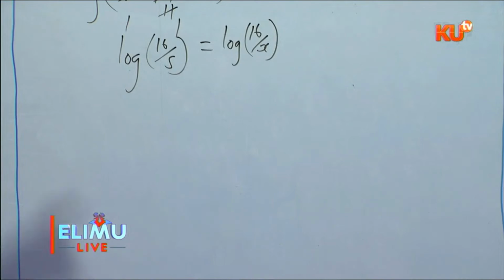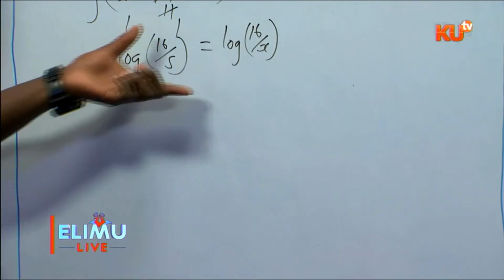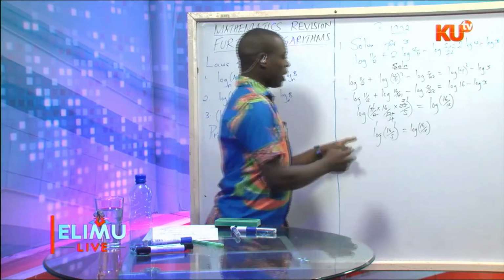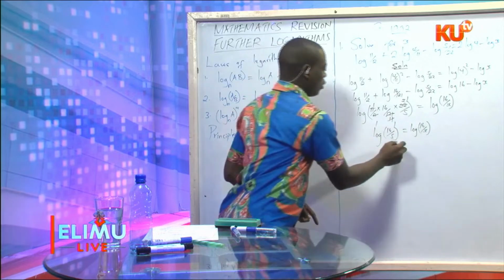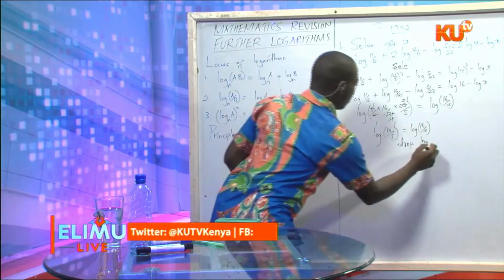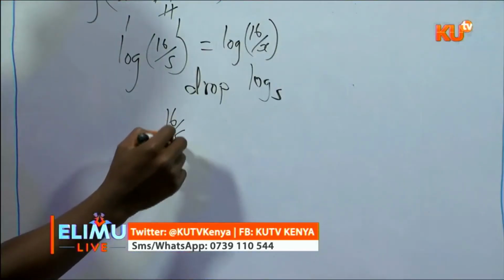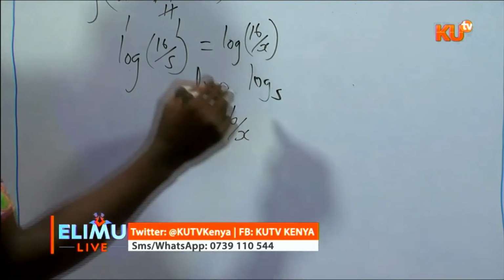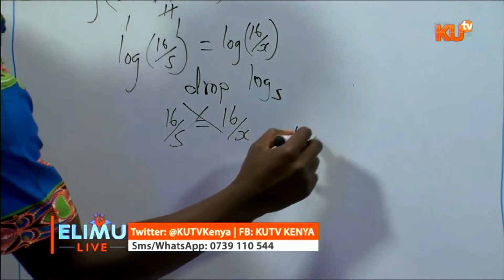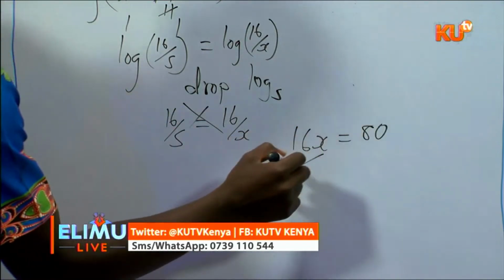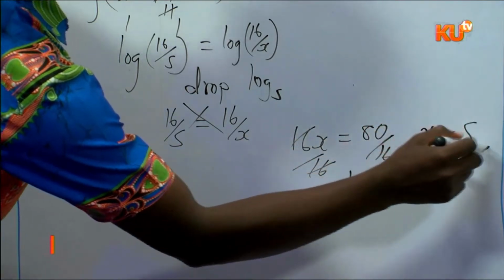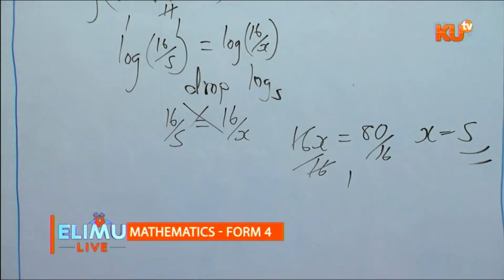The last stage here now, remember this is log to base 10. We drop the logarithms, but we don't cancel. So do not cancel the logs. Simply drop the logarithms. So if we drop, we shall have 16 over 5 equal to 16 over x. Then we do the cross multiplication. So we'll have 16x is equal to 80. And so the value for x is 5. The value of x is 5.